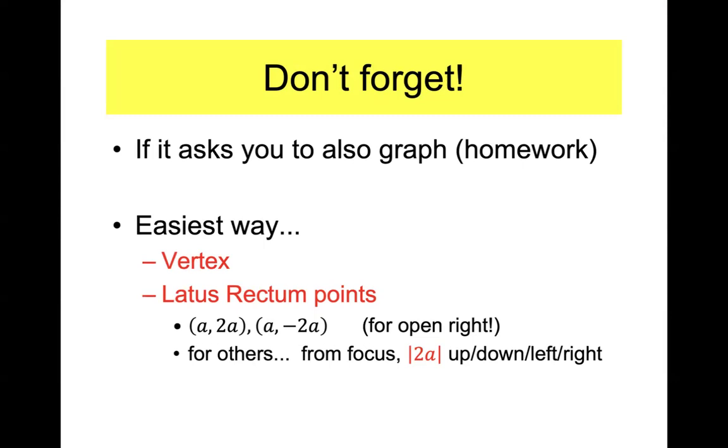The total distance of the latus rectum is 4a. So half of that would be 2a. So once we find the focus, we simply need to go up or down or left or right, depending upon where the latus rectum is. And we just need to go a distance of 2a, up, down, left, or right from the focus. It's going to make more sense if I show you an example.